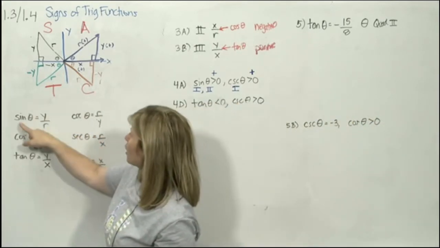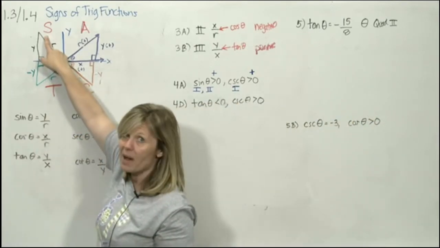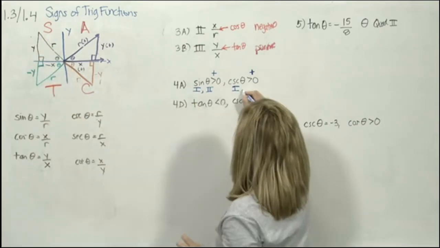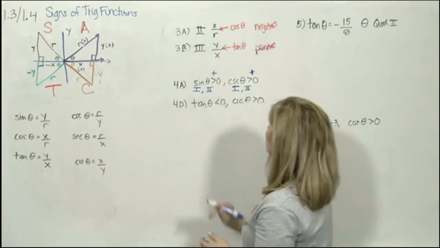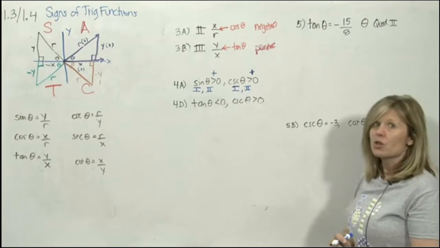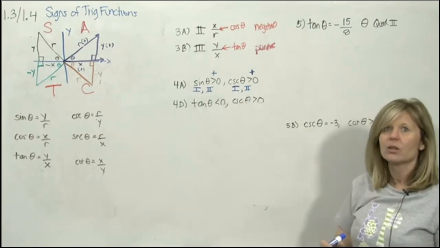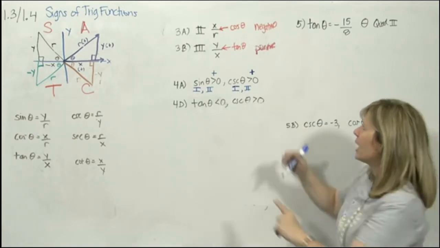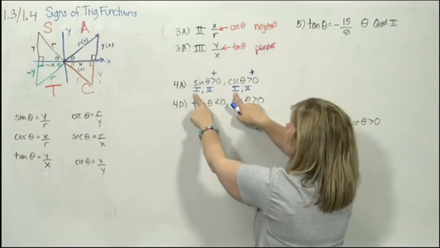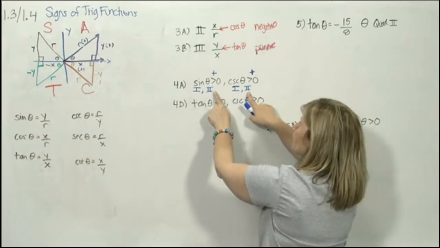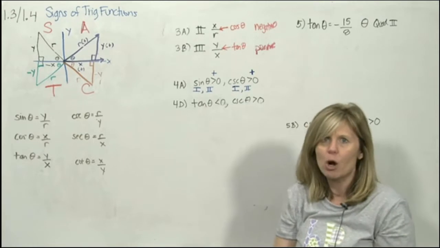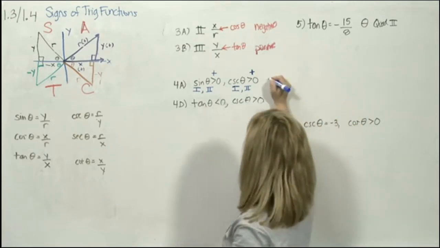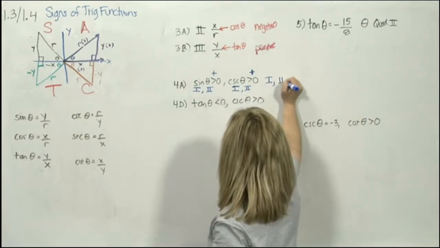Well, cosecant goes with sine. Sine is positive in quadrant 2, so that means cosecant is positive in quadrant 2. So the question here is, in which quadrant are sine and cosecant both positive? They both are positive in quadrant 1. They both are positive in quadrant 2. You don't choose which one you like better. You write both. That's the answer.